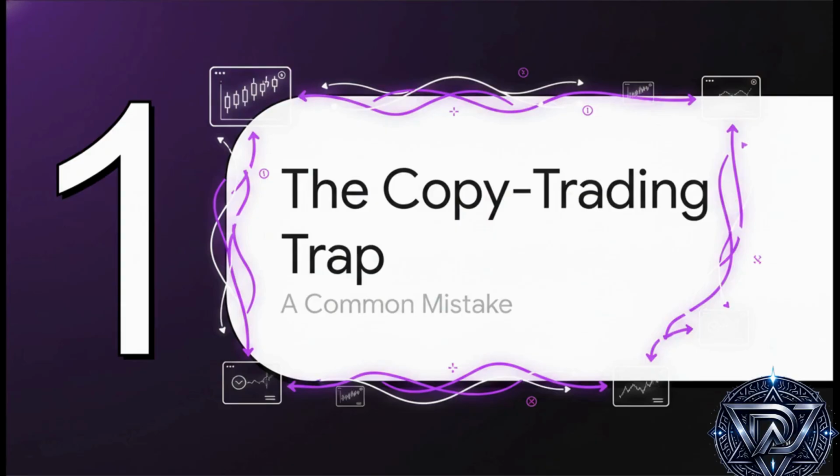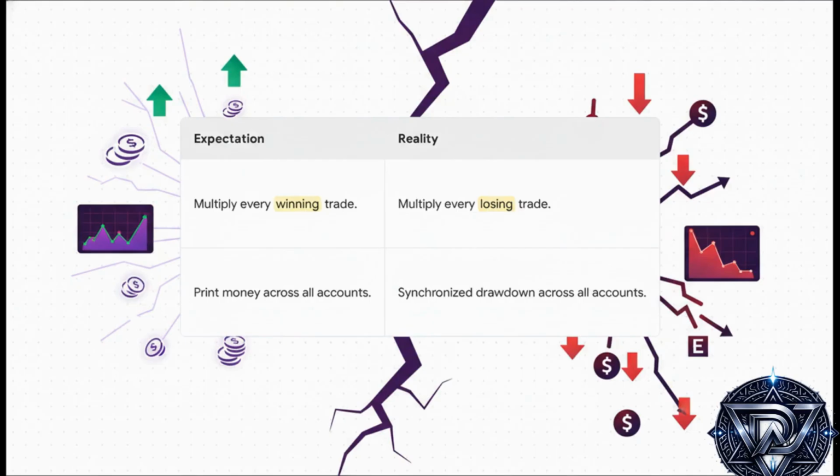It seems totally logical on the surface. Just hook up all your accounts to a trade copier, so every single trade you take on your main account gets mirrored everywhere else. This is what I like to call the universal copy trading trap. And this right here, this is the dream versus the nightmare. The expectation? Oh man, it's so tempting. You're thinking you're just going to print money across the board, right? A winning trade hits and bam, you make a profit on 5, 10, even 20 accounts at the same time.